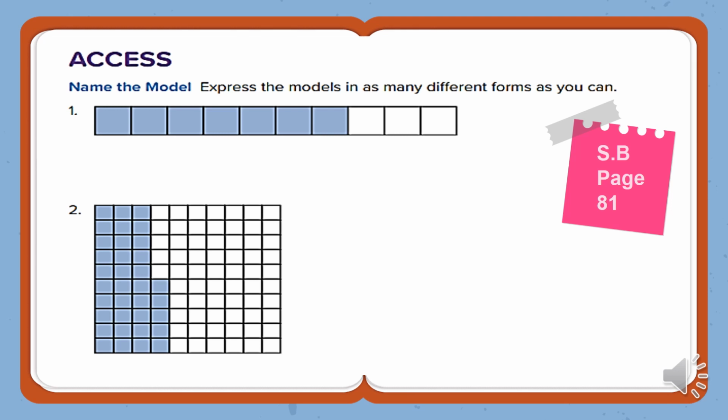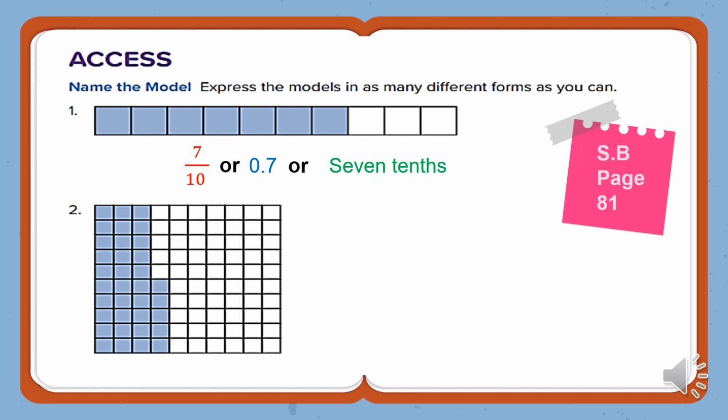Number 1, I have a board divided into 10 pieces and we colored 7 of them. So the fraction will be 7 over 10 or 0.7 or 7/10. They are the same meaning.